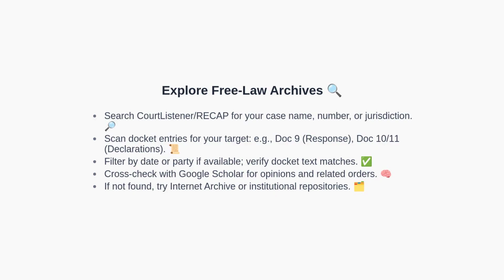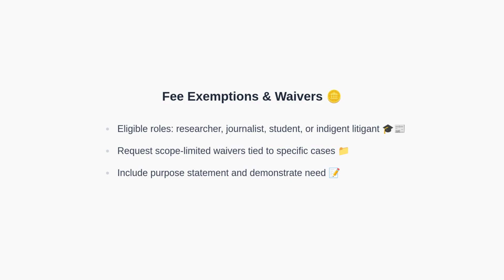Having covered online archives, we will now outline fee exemptions that can unlock access in eligible circumstances. Some courts may grant fee exemptions, particularly to researchers, journalists, students, or indigent litigants. When applying, request a waiver that is appropriately scoped to a case or a limited set of documents. Provide a clear purpose statement that explains your research need or public interest justification. If granted, you may receive free access to documents within the approved scope.